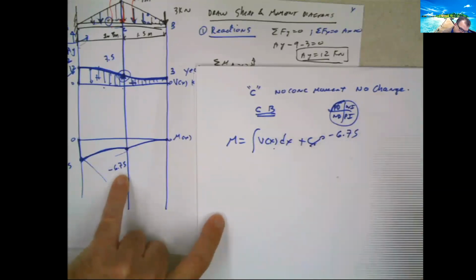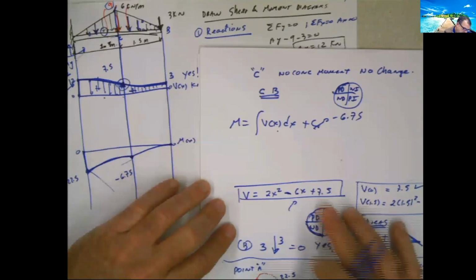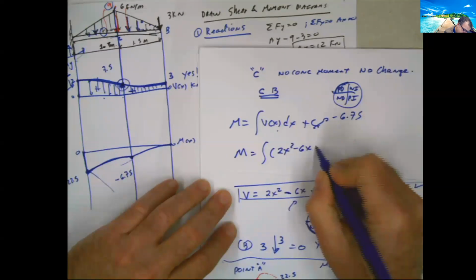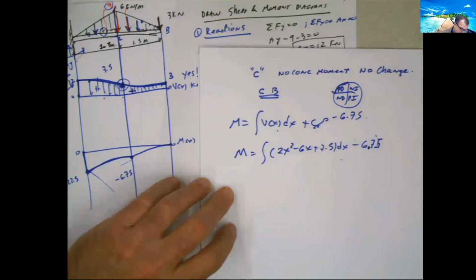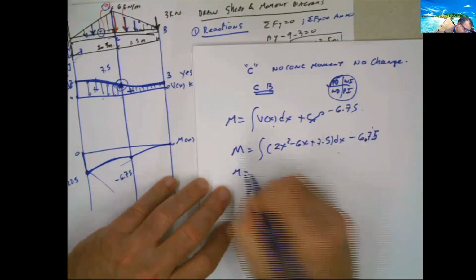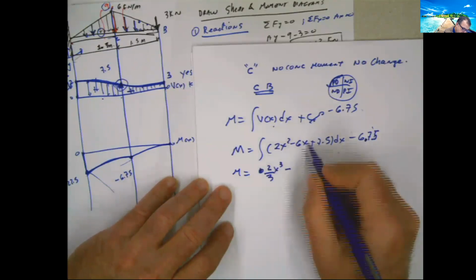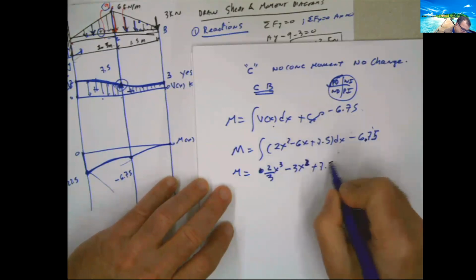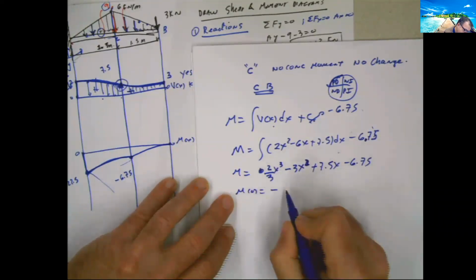And the equation of the shear, we got it before here. That's the equation for the shear when we did it before. So moment is going to be the integral of this minus 6.75. And then we solve this. Negative 2/3 of x to the third minus 6x squared divided by 2, 3x squared plus 7.5x minus 6.75. So for moment at 0, this is going to be negative 6.75.